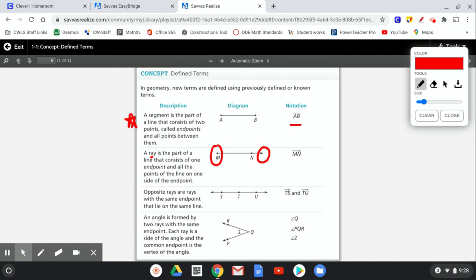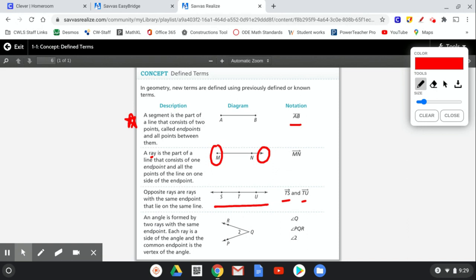And opposite rays, if we look at the diagram right here, it just looks like a line. So a lot of times they might ask you a question that seems a little tricky, but they say opposite rays form what? They form a line, okay? And again, naming it with 2 letters.